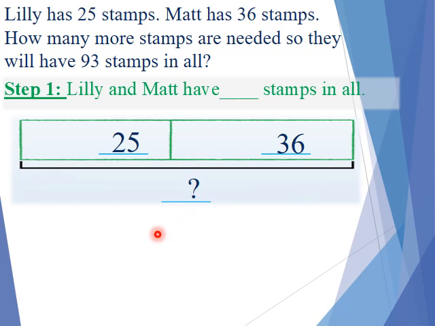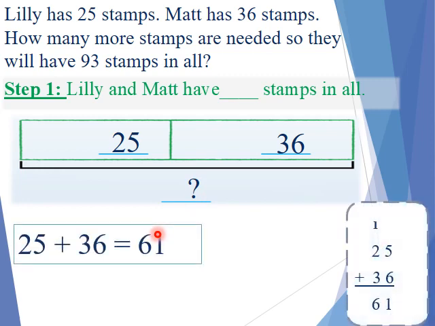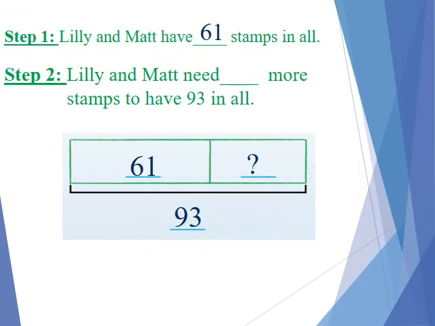Now let's add to find the total. It's 25 plus 36 equals 61. So Lily and Matt have 61 stamps. But finding the sum is just the first step. The second step is to find out how many more stamps they need to make 93. We will use a bar model to show how 61, 93 and the unknown number relate to each other. One of the parts is 61 stamps Lily and Matt have now. The other part is the unknown number of stamps needed. The whole is the 93 stamps Matt and Lily want.